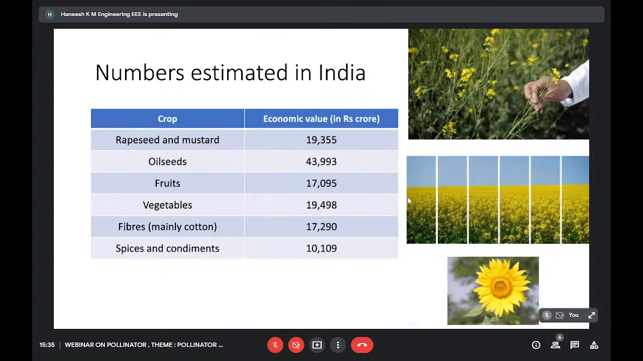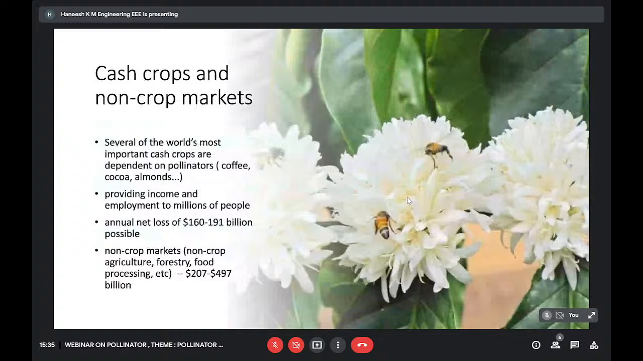Economically also they have a big impact. They are not only important for grains and vegetables, but also for cash crops like coffee and cocoa. In the picture you can see a coffee flower bud, which is pollinated by a lot of bees. They also provide a lot of income for farmers, and they create a lot of job opportunities for farmers in the agriculture industry.